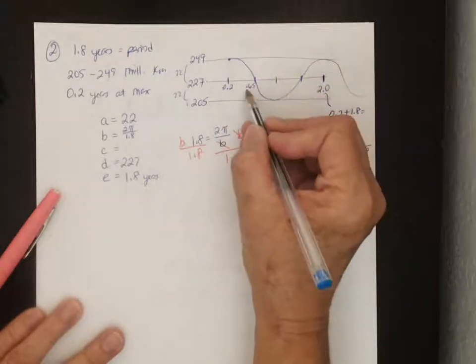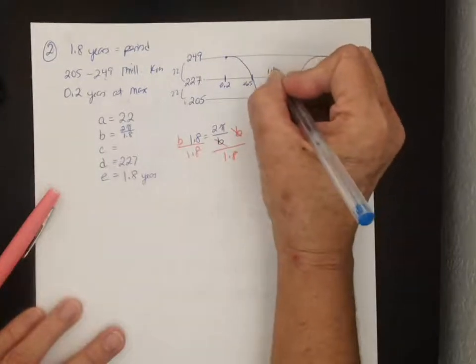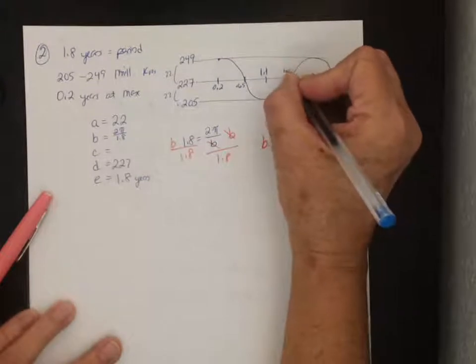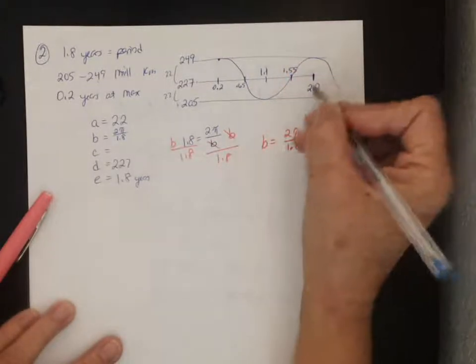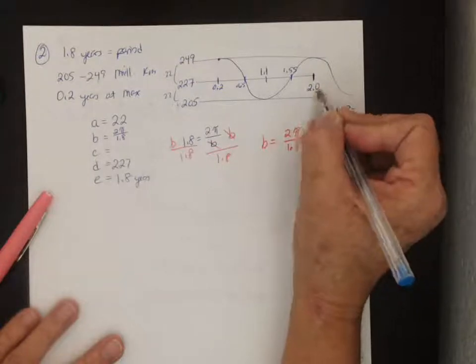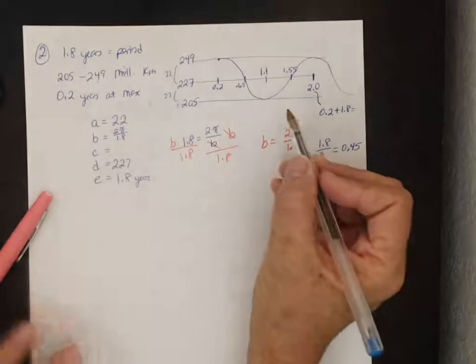To do another quarter period, I take 0.65 plus 0.45, and I get 1.1. Add another 0.45 to that, and I get 1.55. And if I were to add another 0.45, I get to 2.0. So at exactly 2 years, it's back at the maximum. Okay, so now I've got all the information.